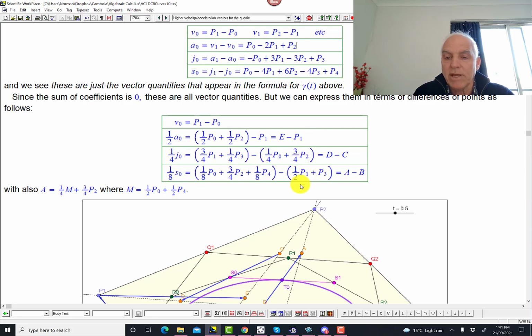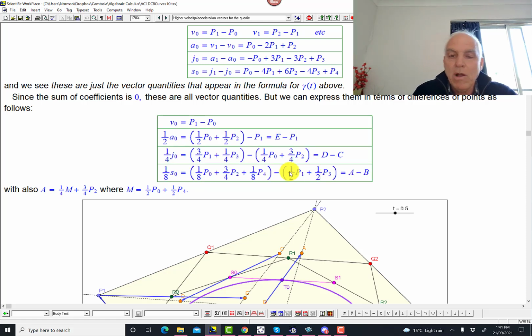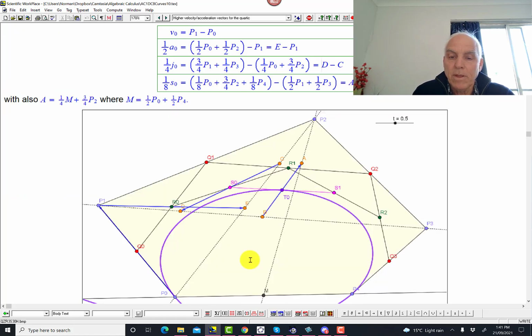When we divide by 8, we get minus 1/2 P1. What's happening here? There should be a half there. Plus 1/2 P3. So we see that's the midpoint between P1 and P3. All right, so this is A, this is B. Let's see where these things are on the diagram. Where's A? Here's A.